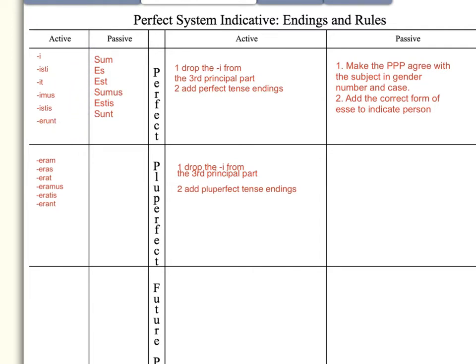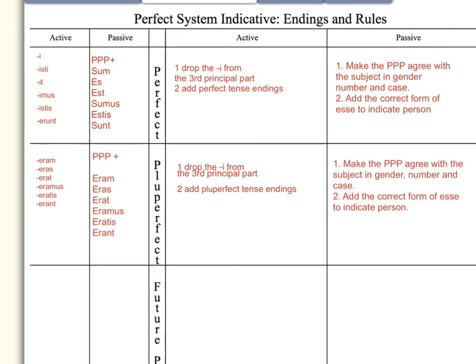Same holds true for the pluperfect passive. Instead of the present, though, we just add the imperfect form of esse. So the perfect passive participle with eram, eras, erat, eramus, eratis, erant. The rules go just the same. You make the perfect passive participle agree with the subject in gender, number, and case.